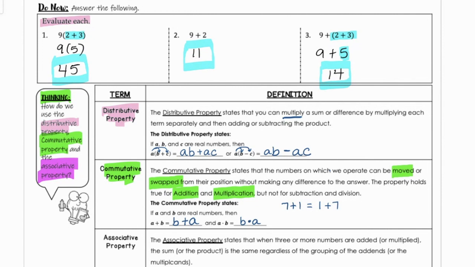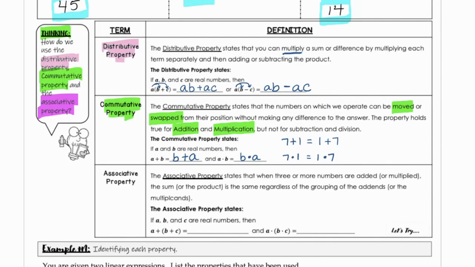So let me just think on the side. If I have 7 times 1, 7 times 1 is 7. What if I swap those numbers and I say 1 times 7? 1 times 7 is still 7. By me moving those two numbers, nothing has changed. The answer is exactly the same. So that's our commutative property.